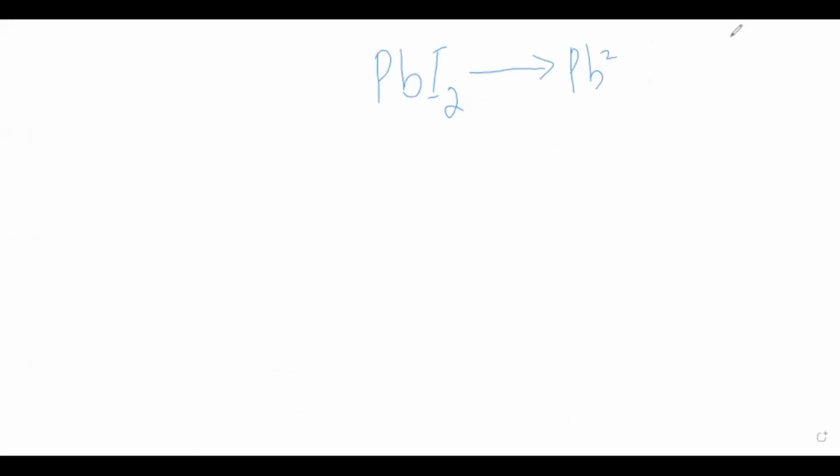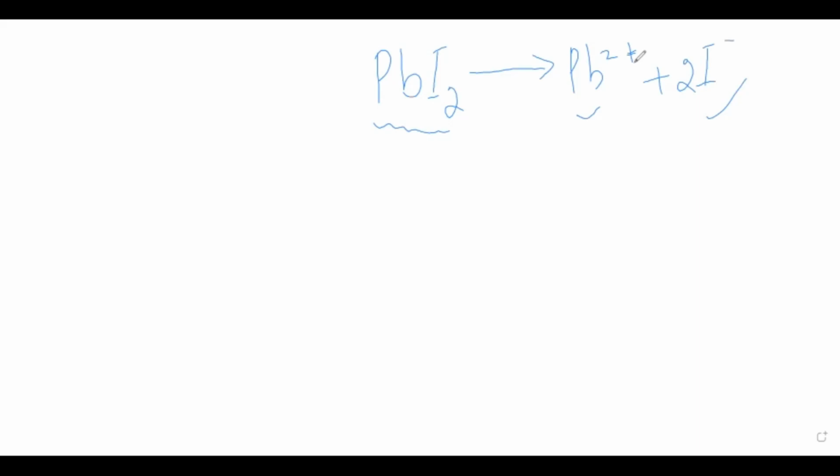For example, we have lead iodide, an ionic compound. In its molten state, it will have free moving ions: lead-2 ions and iodide ions, so we will write 2I negative. So in this molten form of lead iodide, we will have lead ions and iodide ions.